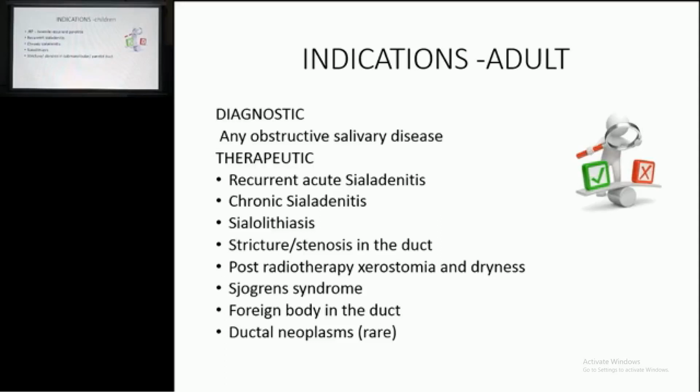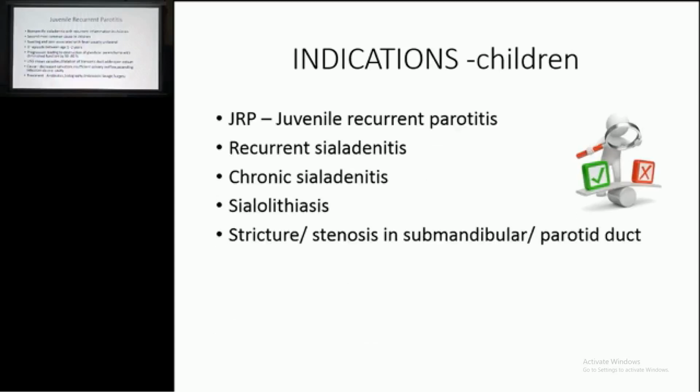Coming to children, more or less similar indications, so recurrent sialadenitis, chronic sialadenitis, stones not so common in children, strictures, stenosis of the submandibular or the parotid duct. But one very important indication is juvenile recurrent parotitis, and this is something that we need to understand. Not a very, very common problem, but when it happens to a particular child, it's quite distressing, not only to the child but to the parents.